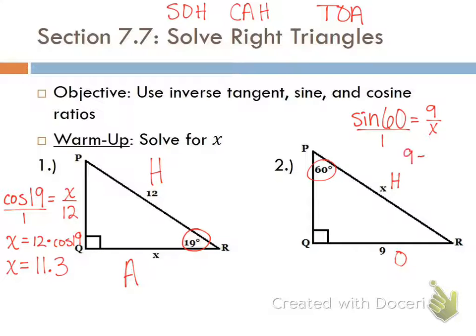So we have 9 equals x times the sine of 60 degrees. To get x alone, what will we need to do? Divide by sine of 60 on both sides. Okay, then it goes in our calculator. 9 divided by the sine of 60 rounded to the nearest tenth. 10.4.